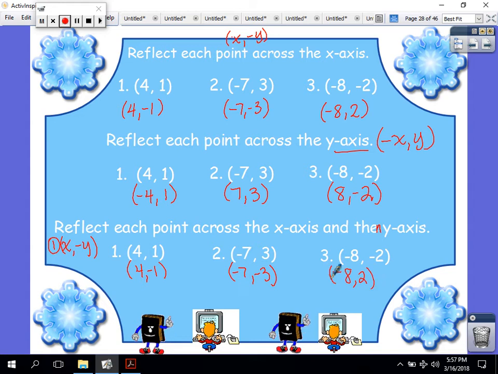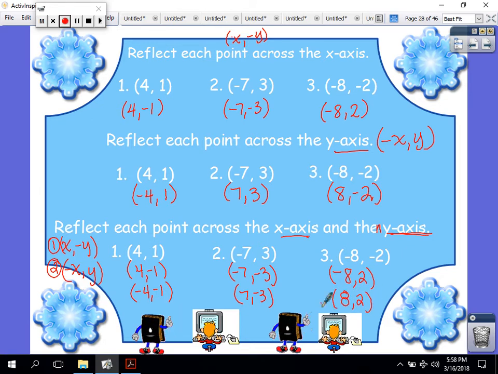So all we did was reflect those across the x, but now we need to take that answer and reflect it across the y-axis. So this one was reflect across the x and then the y-axis. So now let's take our new answers and use our second rule, which is reflecting across the y-axis, which is opposite x and then y stays the same. So this time we're going to go through and change all the first values to their opposite. So the 4 in the first one becomes -4, and the -1 will stay the same. And that is our final answer. Number 2, the -7 becomes a +7, and the -3 stays the same. And that's our final answer, 7, -3. And then for number 3, the -8 becomes a +8, and the 2 stays the same.